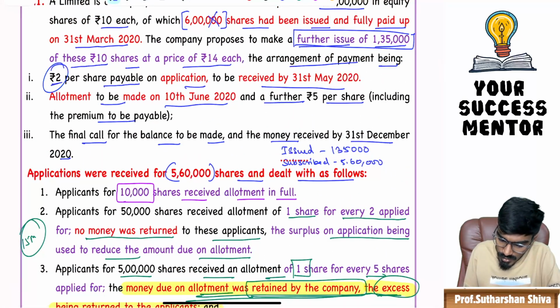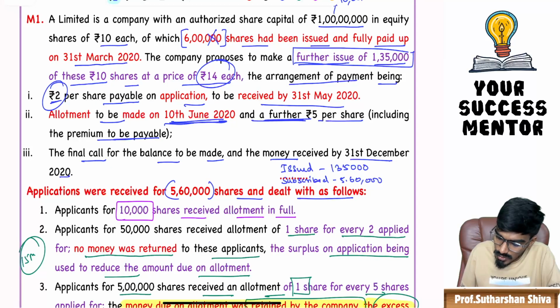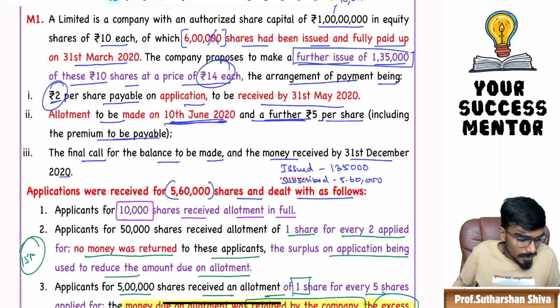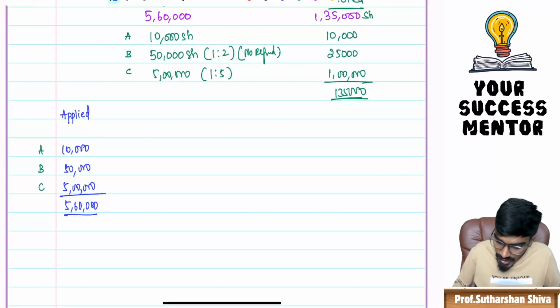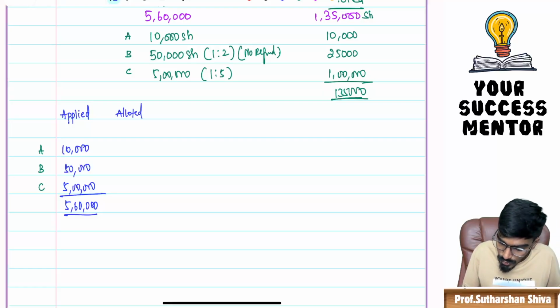Now come to this application money. Allotment was to be made on 10th June, and a further 5 per share, including premium, is payable. So how much is the premium? The issue price is 14 per share, so 4 rupees is the premium. Now come to the next part. Here we have shares applied. Now we'll go for number of shares allotted. The same, cut, copy, paste. In exams, you should do it as a working note.